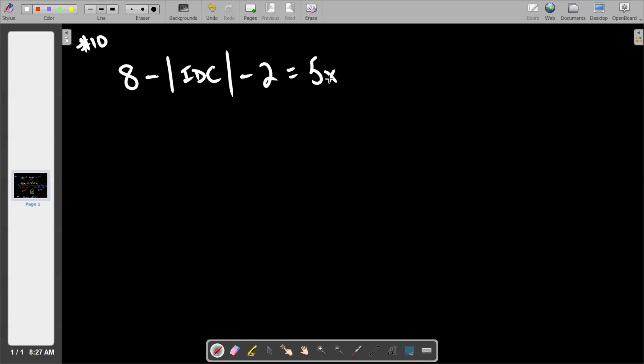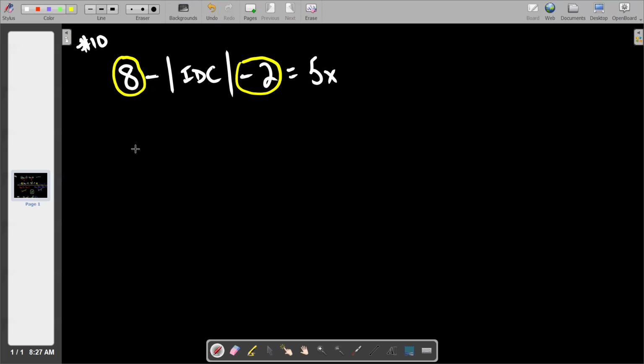Common terms, like terms. Very good. So what I was interested to see is if you guys would spot this. And if I ever throw something like this at you, you should just go back to basic algebra and say, wait a second, I've got two like terms on the same side of the equal sign. What is 8 minus 2?